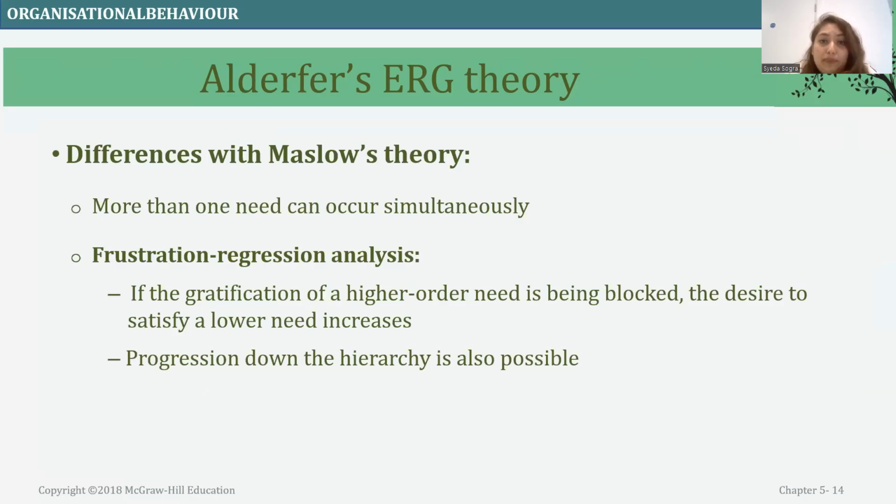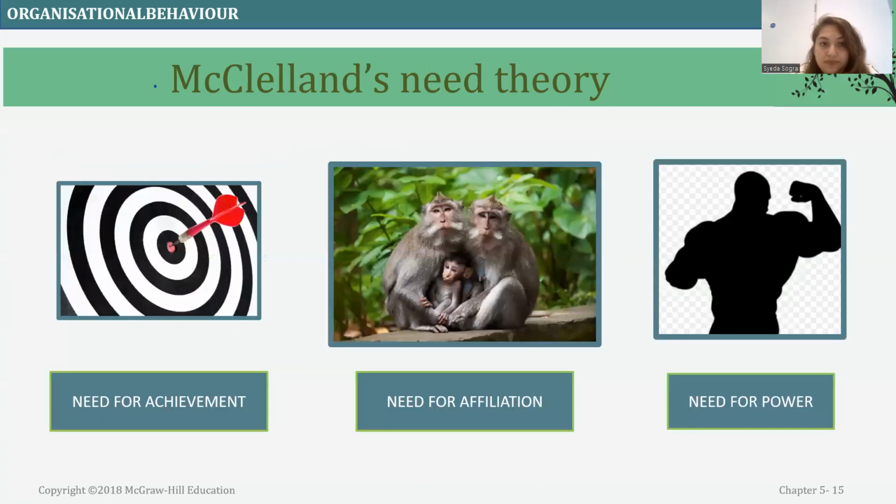There is a difference from Maslow's hierarchy theory, because in Alderfer's ERG theory, more than one need can occur simultaneously. Moving forward to the frustration-regression analysis, this is when the gratification of higher order needs is being blocked, so the desire to satisfy a lower need increases. Once one of the higher needs is not being fulfilled, our desire to satisfy ourselves with the lower needs increases. Progression down the hierarchy is also possible. This hierarchy can go both ways, upward and downward.